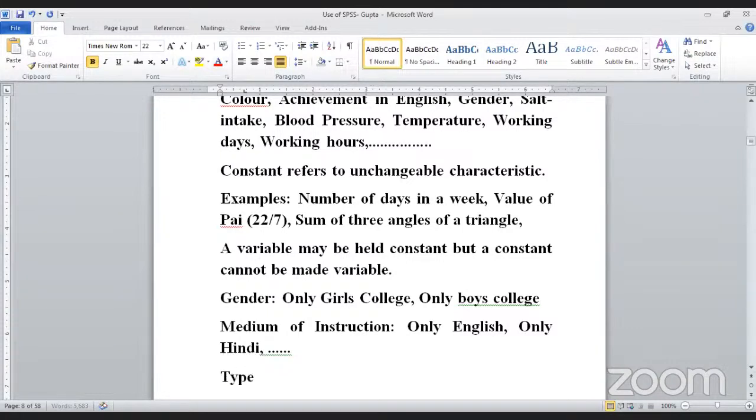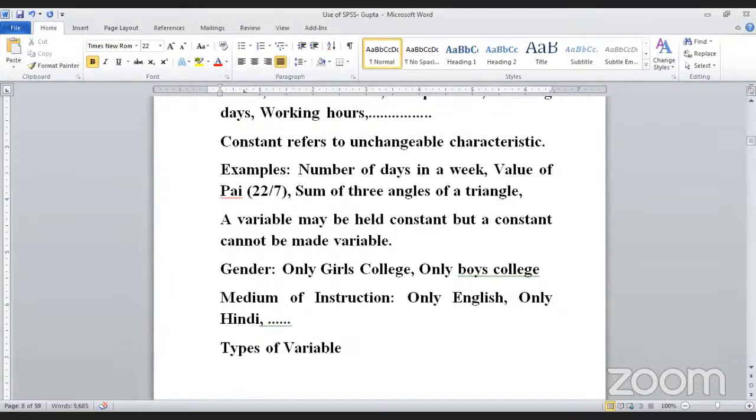Now we go to the types of variable. Can any one of you tell me what are the types of variable? What are the types of variable that you know? Okay, I have got the answer.